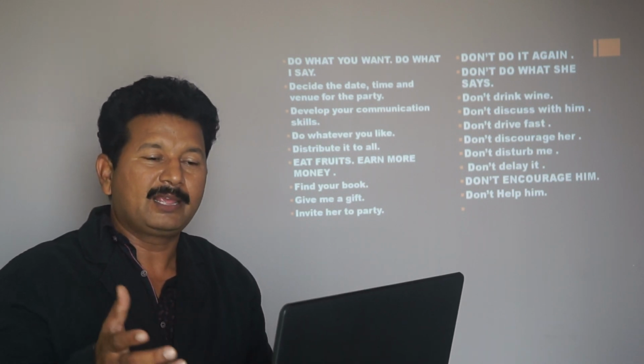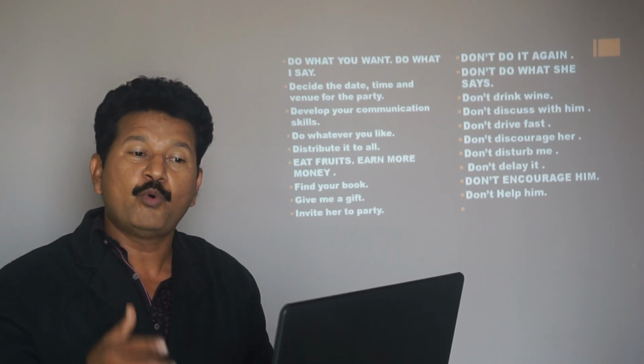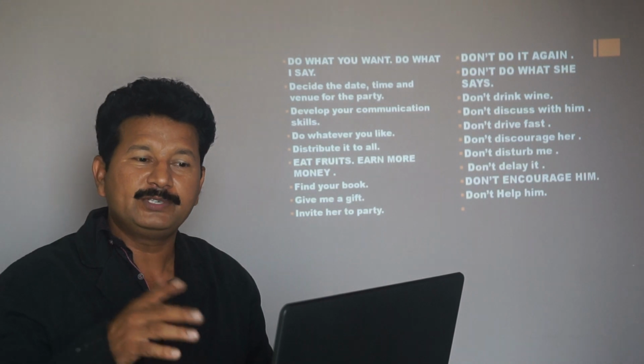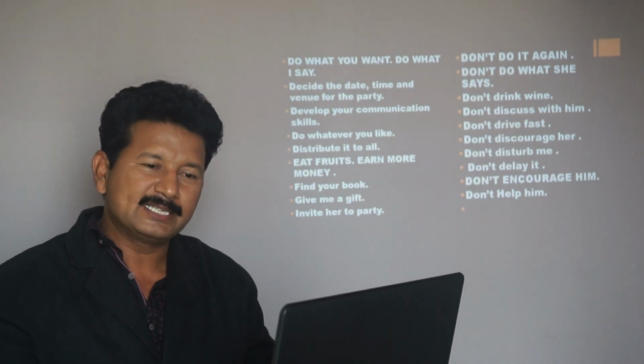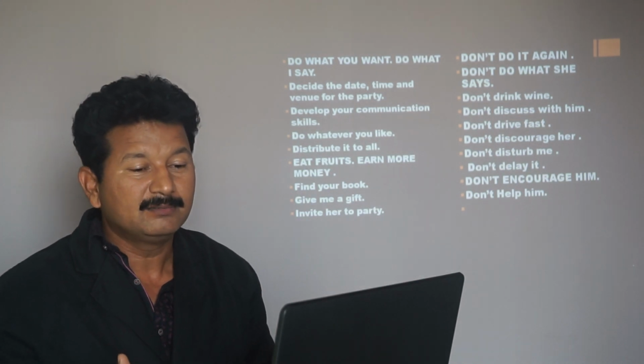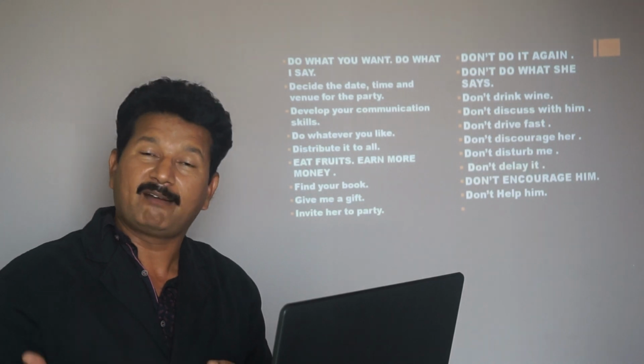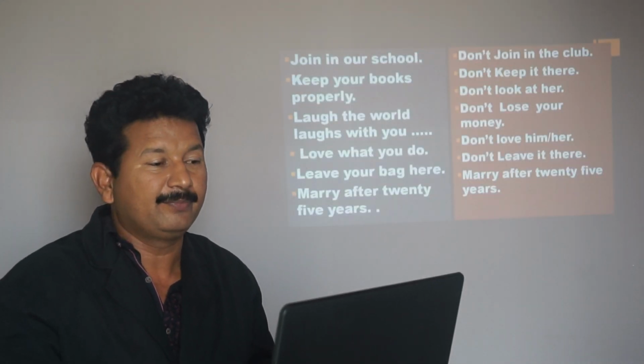You can give negative sentences. Don't do it again. Don't do what she says. Don't drink wine. Don't discuss with him. Don't drive fast. Don't discourage her. Don't disturb me, please. Don't delay it. Don't encourage him or don't help him.